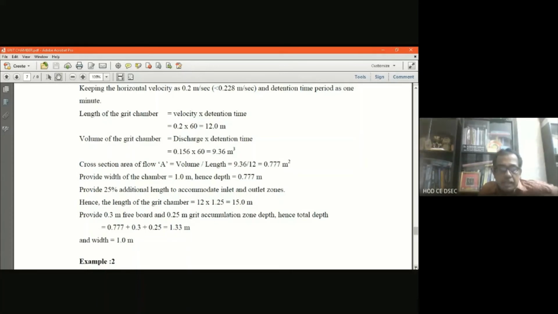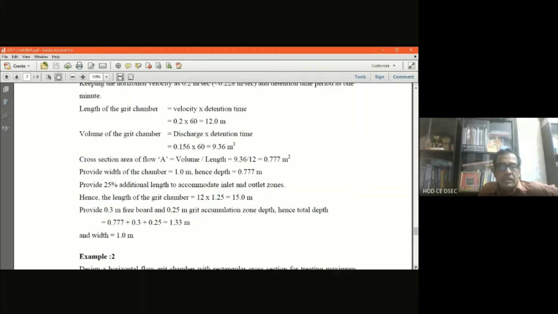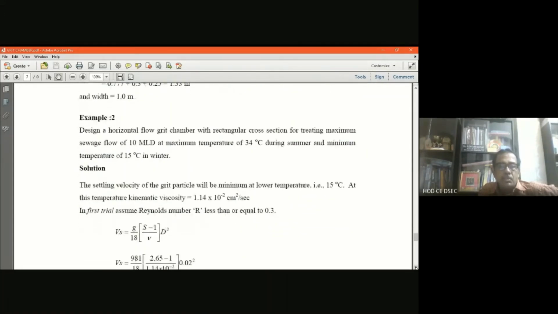Now a critical sum I will discuss on the grit chamber, that is example 2 I will highlight.